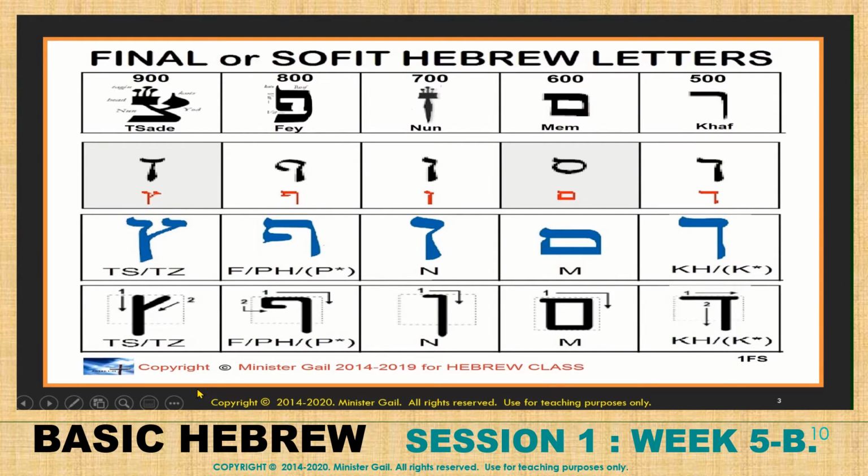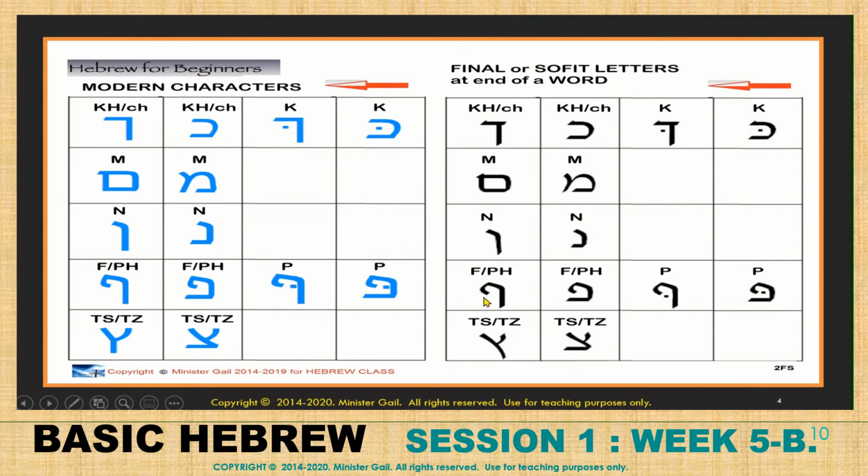At the end of a word, there are five letters that change their shape. Sometimes they have fancy little taggin up on top, and they make all these different little taggin shapes. Then you have modern Hebrew, and then the regular Aramaic Hebrew, which is what I teach. These are called final or sofit letters. They are at the end of a Hebrew word.